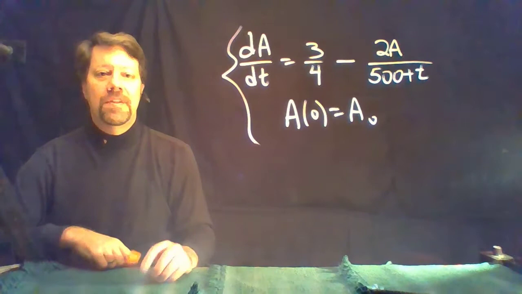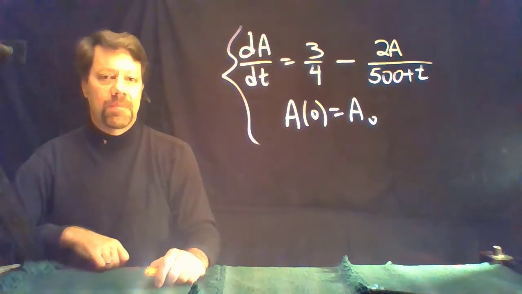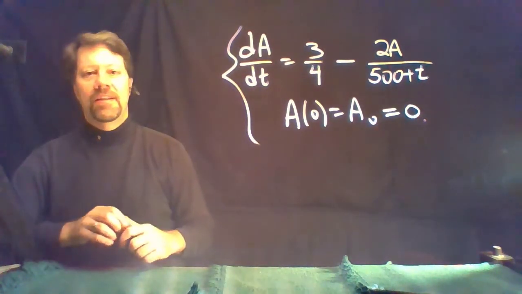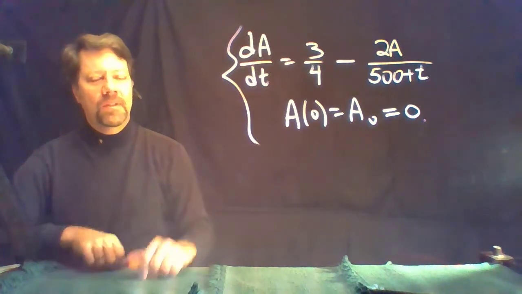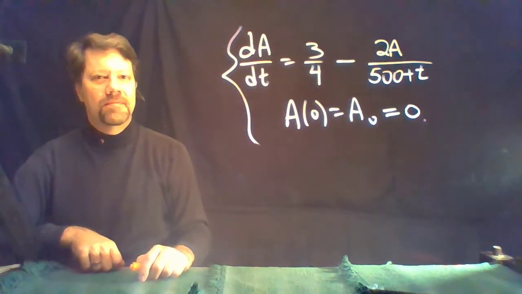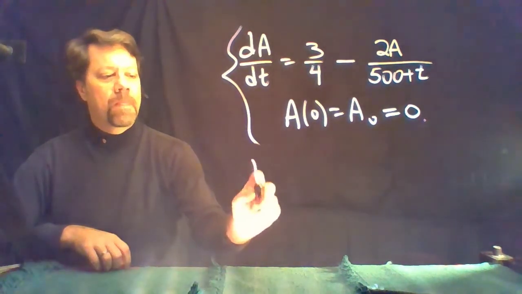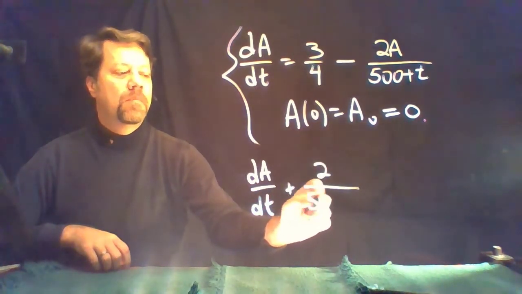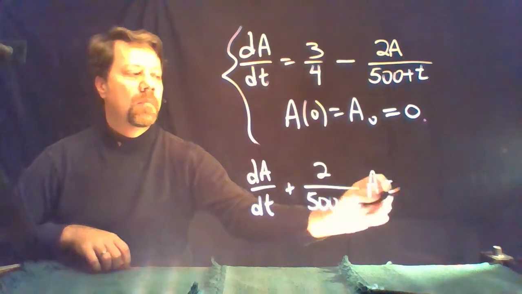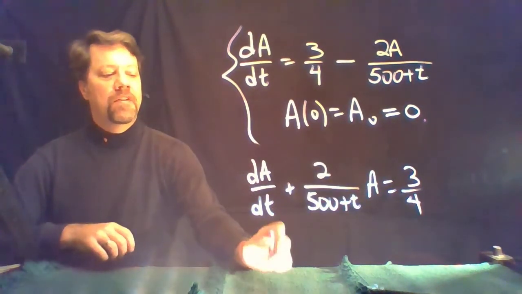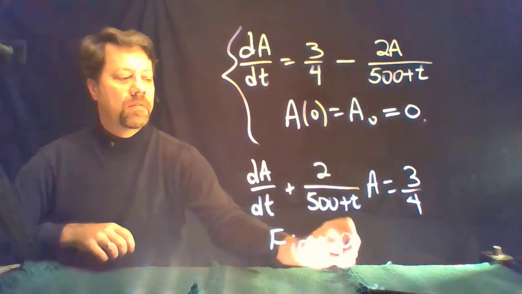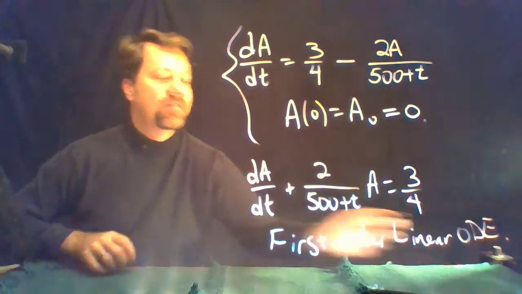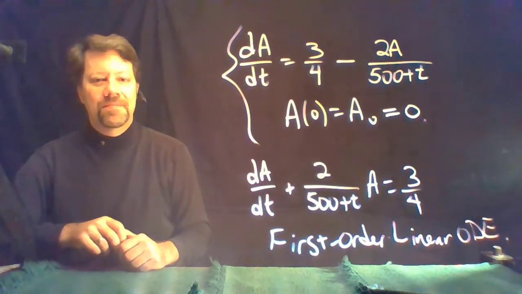The mathematical model for this situation is given by this initial value problem. Note that the amount of salt in the tank at time 0 is 0. What kind of differential equation is this? If we rearrange this, we can put this into the standard form of a first order linear ordinary differential equation. And we know how to solve all of those.